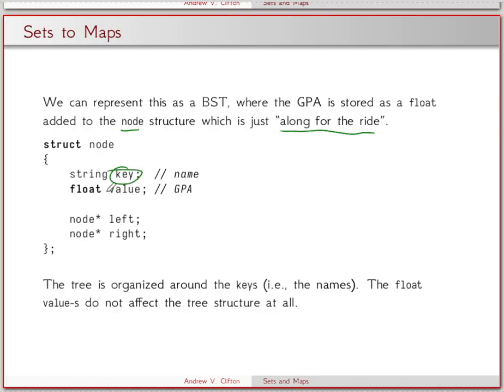So the tree is organized around the keys, around the string part, which represents the person's name. And then the float, the GPA, just hangs out there. They don't affect the tree structure at all. So when we do our left is less than, we're doing that on the names. When we do right is greater than, we're doing that on the names here.